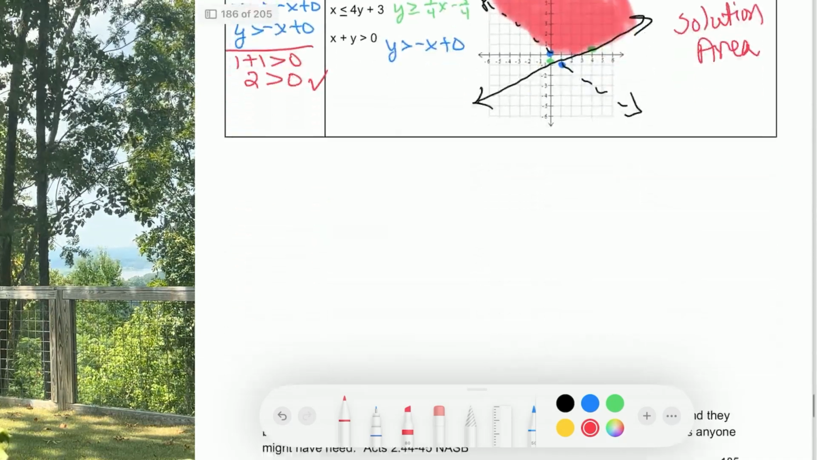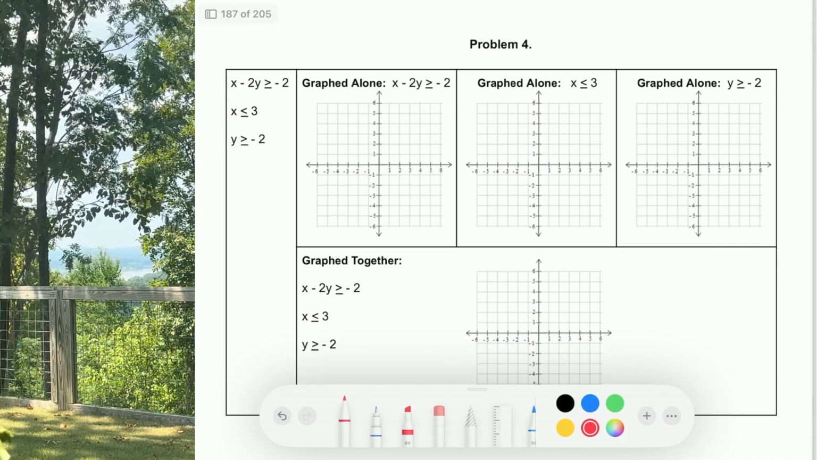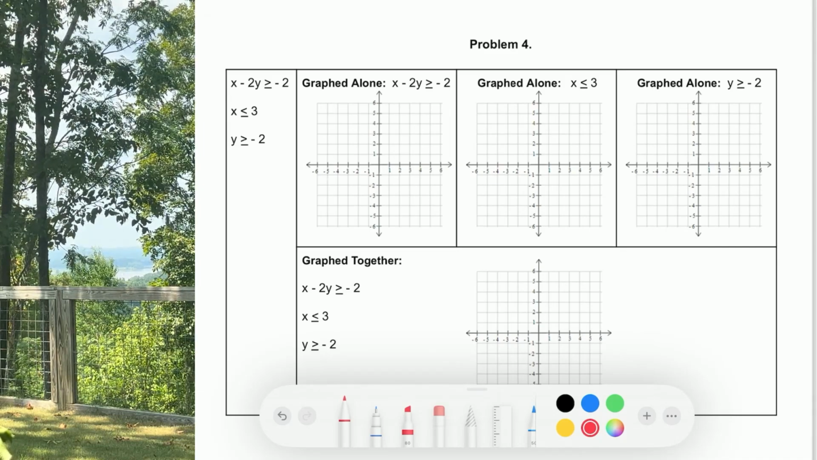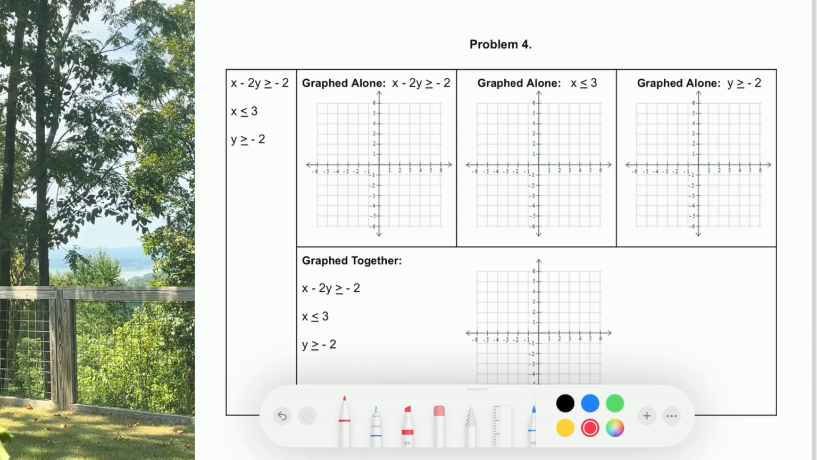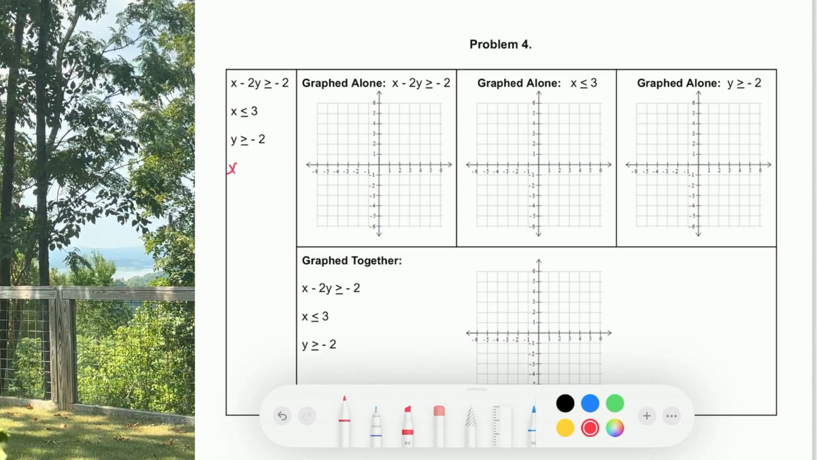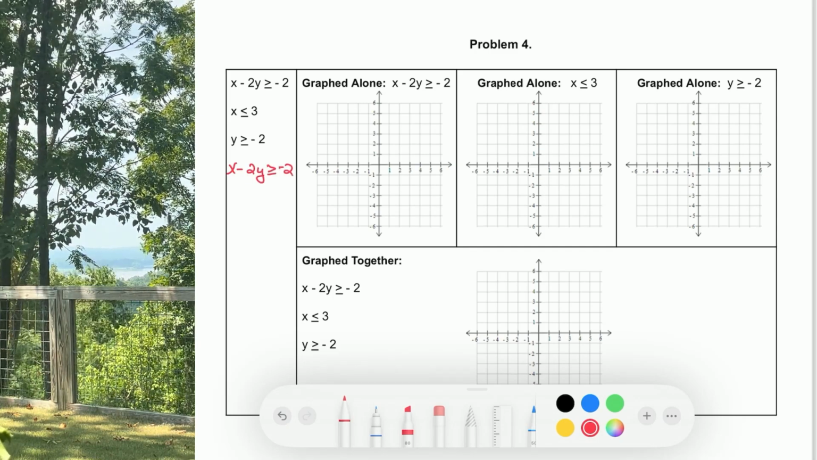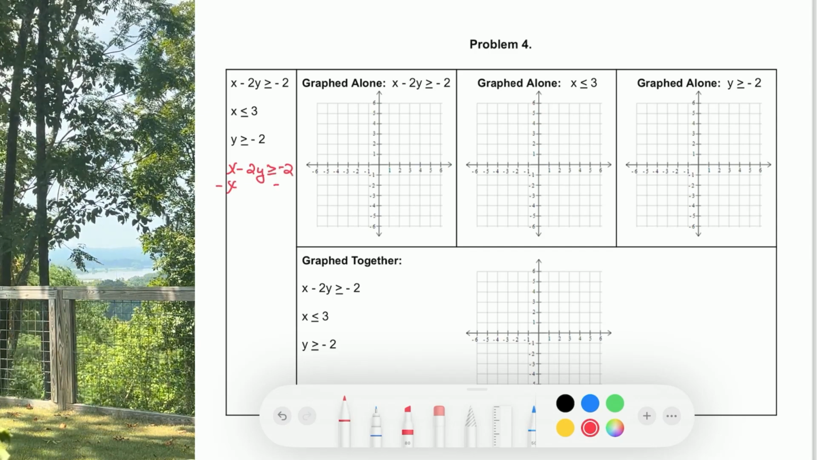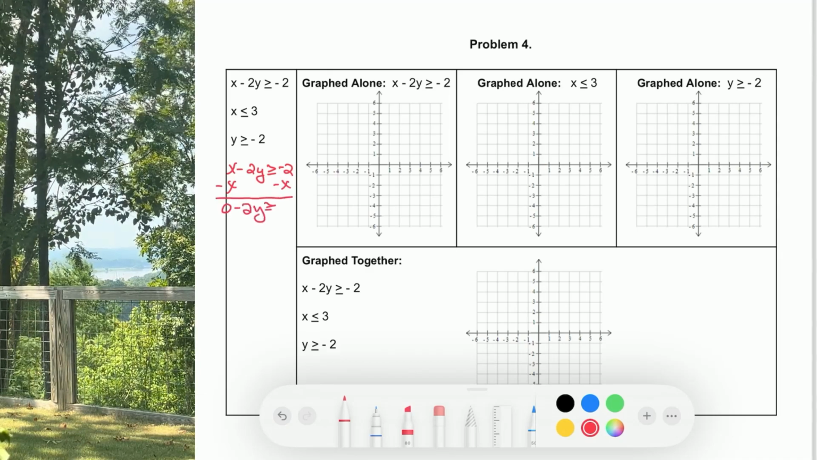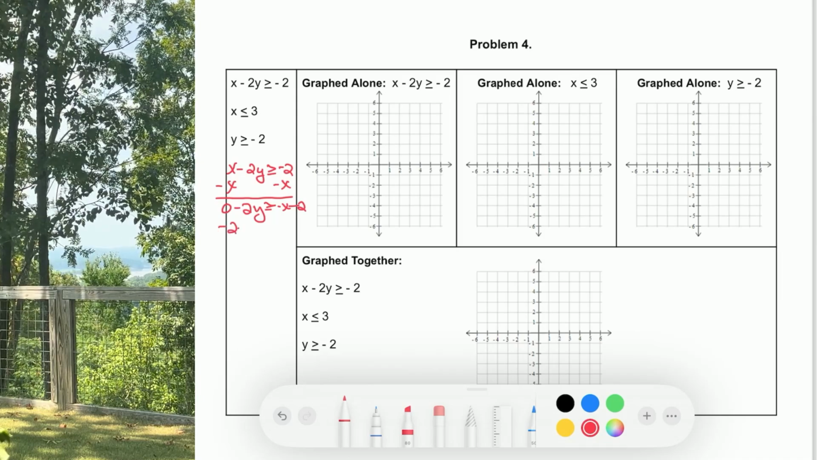All right, let's look at problem 4. I have 3 lines here that I need to graph. So let's start with the first one. I'm gonna go ahead and write it again right here so we can change it into the proper format. Subtract x from both sides. I get 0 minus 2y is greater than or equal to negative x minus 2. Rewrite that.